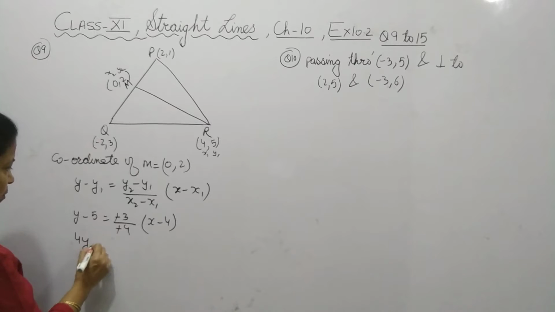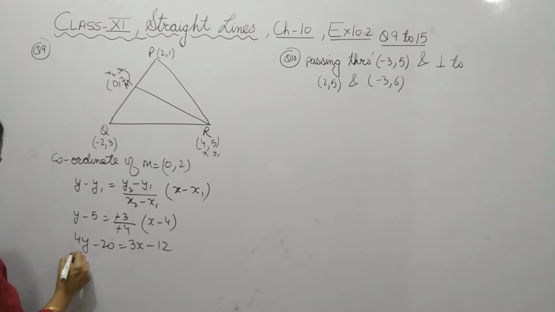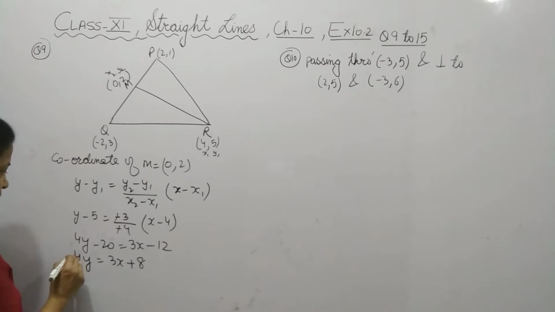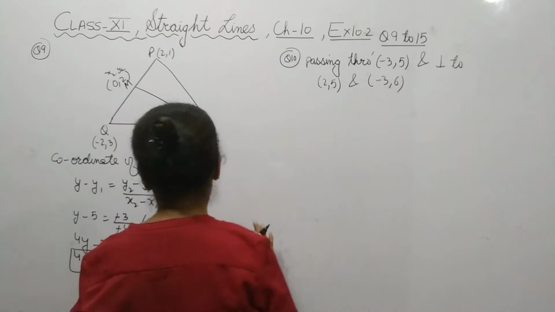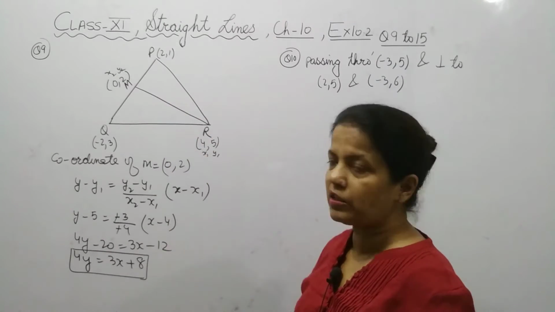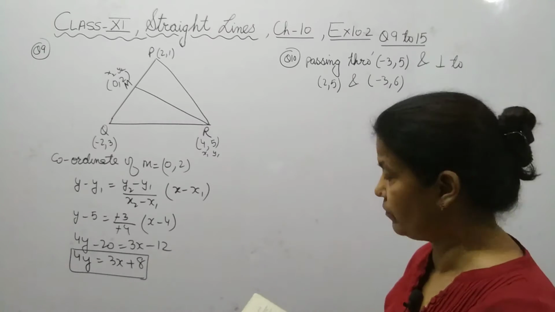So 4y minus 20 equals 3x minus 12. Now you can go for 4y equals 3x, shift it to the other side. It will come as 8. So this is the equation of the line. Is it clear? Since in this case two points are given, you can find the equation of the line.